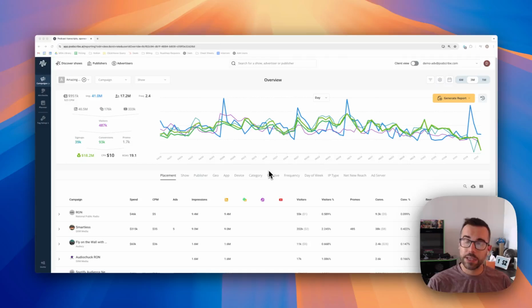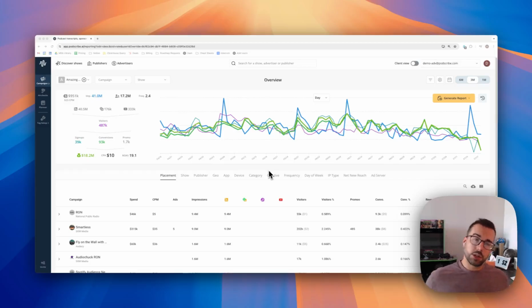Attribution and incrementality interface that exists on podscribe.com. The goal of attribution and incrementality with Podscribe is to show advertisers, agencies, and publishers how their podcast media is performing in terms of driving things like site visitation, site conversions, app downloads, and other further engagement on the app. And we'll show you exactly how to start looking at this data now.